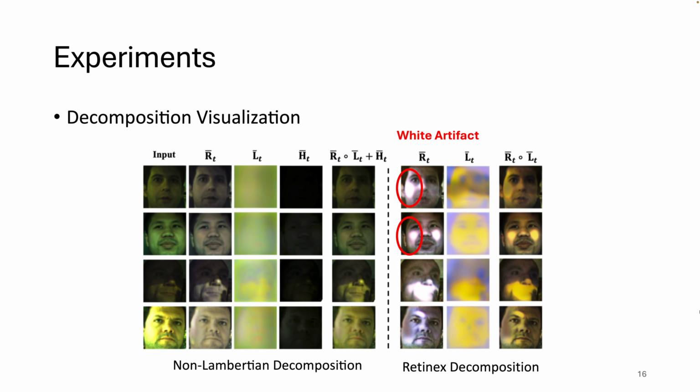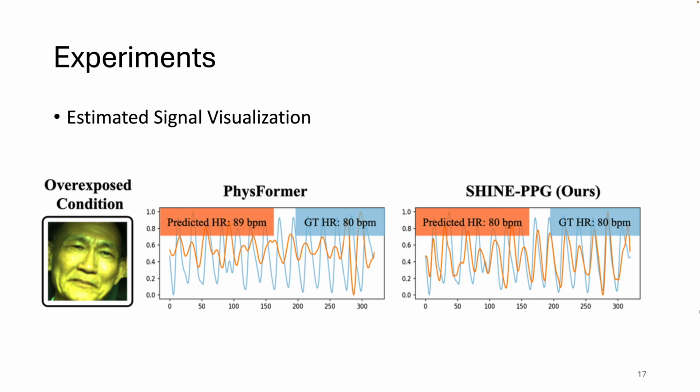Finally, compared with conventional Retinex, our non-Lambertian decomposition better preserves facial appearance and avoids the white artifact caused by specular interference. Also, we visualize the estimated rPPG signal under underexposed and overexposed conditions, where the baseline is strongly affected by the illumination and predicts an incorrect heart rate. SHINE-PPG better follows the ground truth signal and correctly estimates 80 beats per minute.